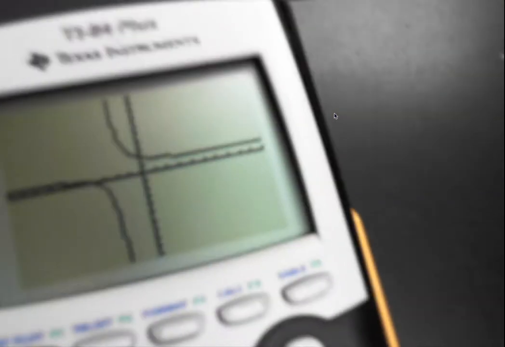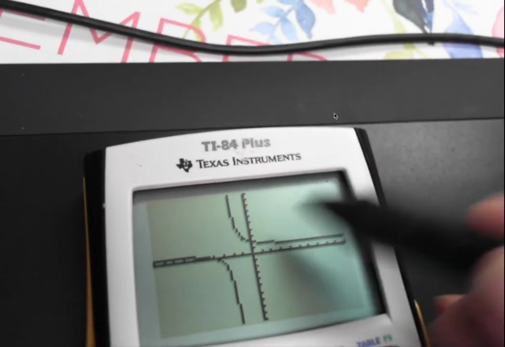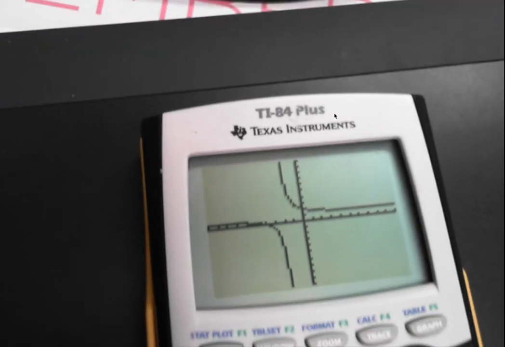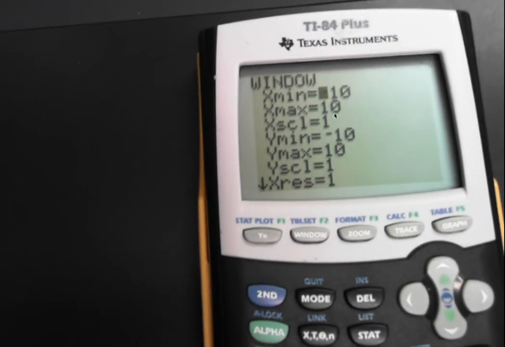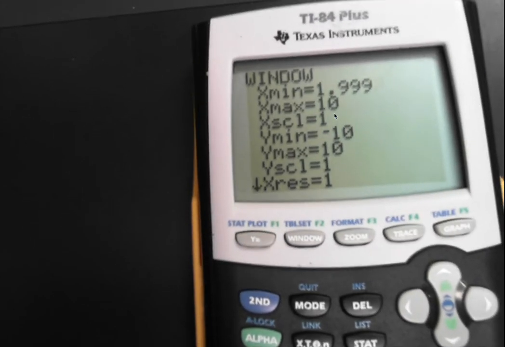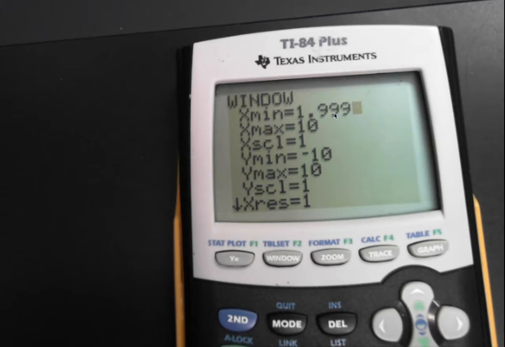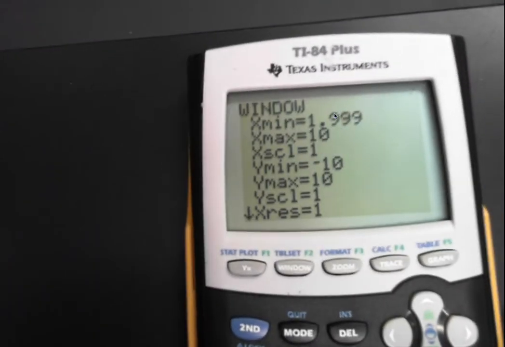This is going to be really hard for me, but I'm going to try it. I'm changing my settings to see if I can actually see the hole at 2. I'm going to get very close to 2. I'm changing my window on the x-axis. 1.999 is my minimum. I don't know. Let's start at 1.9. I don't know if that's going to do it.